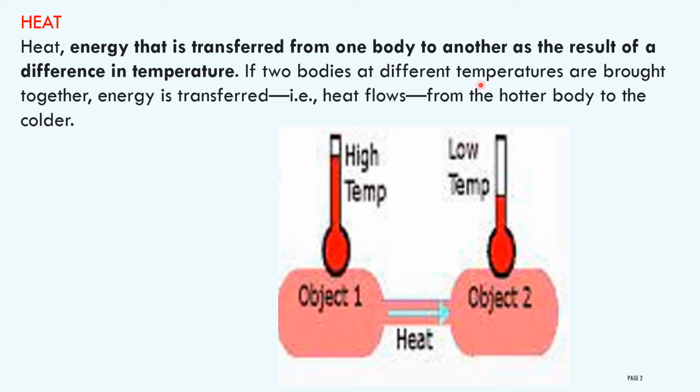Consider any two bodies having different temperatures. If you bring them together, then energy will be transferred, that is, heat flows from the hotter body to the colder body. Heat will transfer from the higher temperature body to the lower temperature body. Here only energy gets transferred. Therefore heat is a form of energy that is transferred from one body to another as a result of difference in temperature.